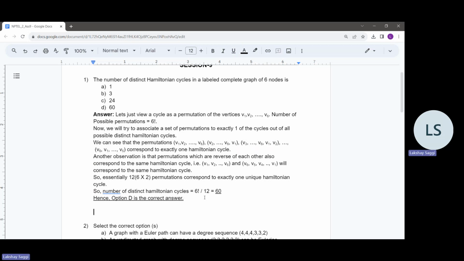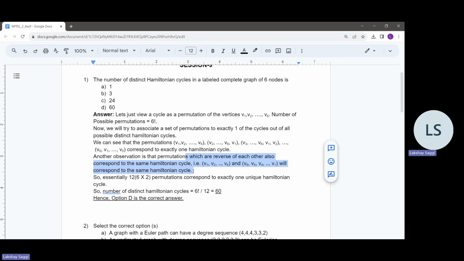So just to note, since we were given six vertices, just six nodes, we were able to obtain this answer of 60 here. If we were instead given n nodes, we can generalize this solution. If we are given the nodes v1 to vn, the number of permutations will be n factorial. But out of these, n permutations will correspond to one cycle because of this factor, and similarly, because of this reasoning, a further two permutations will correspond to the same cycle.